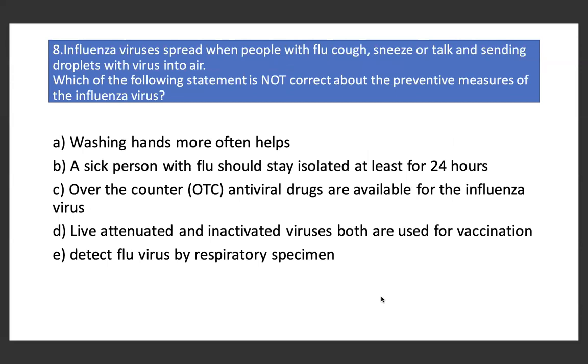Question 8. Influenza viruses spread when people with flu cough, sneeze, or talk, sending droplets with virus into the air. Which of the following statements is not correct about the preventive measures of the influenza virus? Option A is washing hands more often helps. B, a sick person with flu should stay isolated for at least 24 hours. C, over the counter antiviral drugs are available for the influenza viruses. D is live attenuated and inactivated viruses, both are used for vaccination. E is detect flu virus by respiratory specimen. The correct option is C.